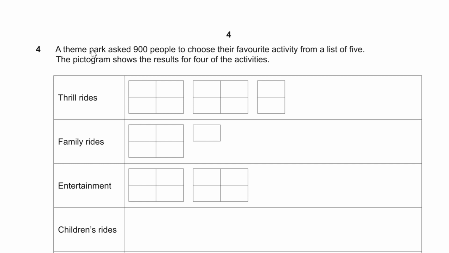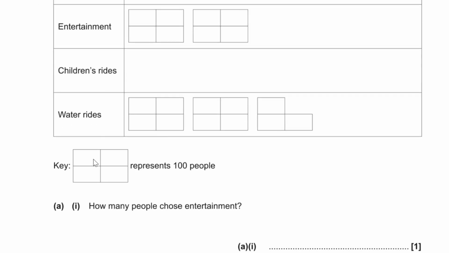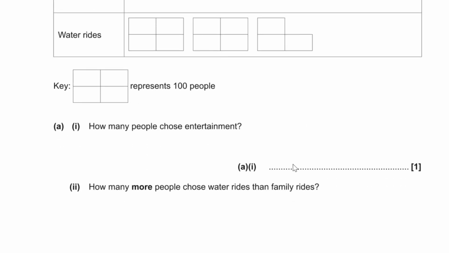Question number 4. A theme park asked 900 people to choose their favourite activity from a list of 5. The pictogram shows the results for 4 of the activities, and we've got this key over here. 4 little boxes like this represents 100 people. How many chose entertainment for the first part of part A? Well, we've got 100 plus another 100, so that's 200 in total.